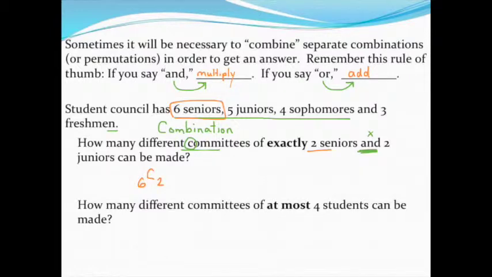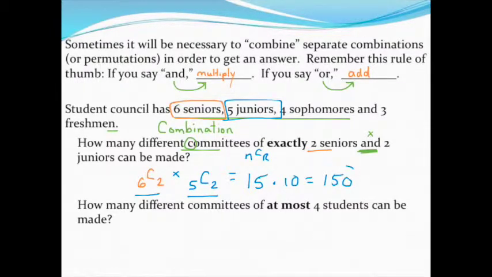After that, let's worry about the juniors. Similarly, I've got a pool of 5 juniors I'm picking from, so I'm not picking from everybody. I want to choose 2 out of those 5, so I'm going to set up 5C2 to represent the different number of combinations that will work for that. Because I want both of these things to happen, I want this and this, I'm going to multiply my answers together. Using the nCr button on my calculator, 6C2 is 15 and 5C2 comes out to be 10. Multiplying those together gets me 150 different ways I can make a committee of exactly 2 seniors and 2 juniors.